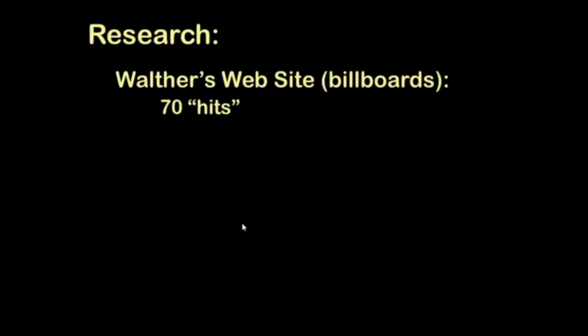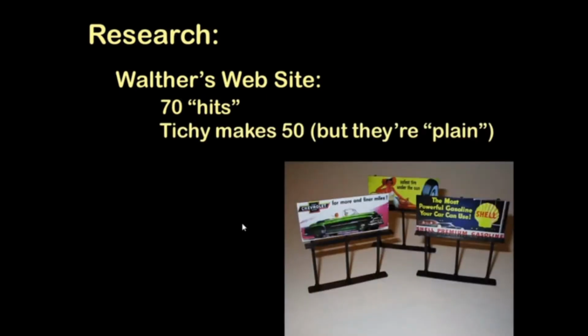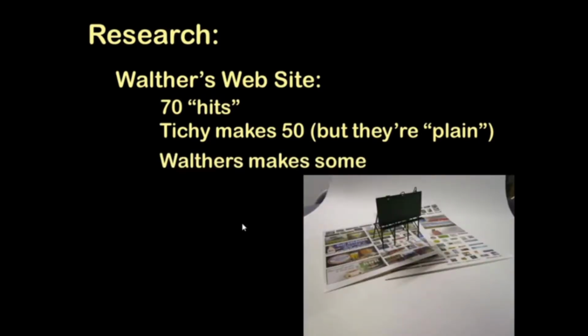First, I decided to visit the Walthers website and search for ready-made billboards, and I found over 70 options in HO. But of these, over 50 were from Tichy, and I felt they were rather plain, and none featured a circus. Walthers themselves offered some pre-made support structures that matched the artwork appearing in their annual catalog, and although I did like them, there was little variety in the artwork, and there was no way to have billboards at any dimension other than the one they offered.